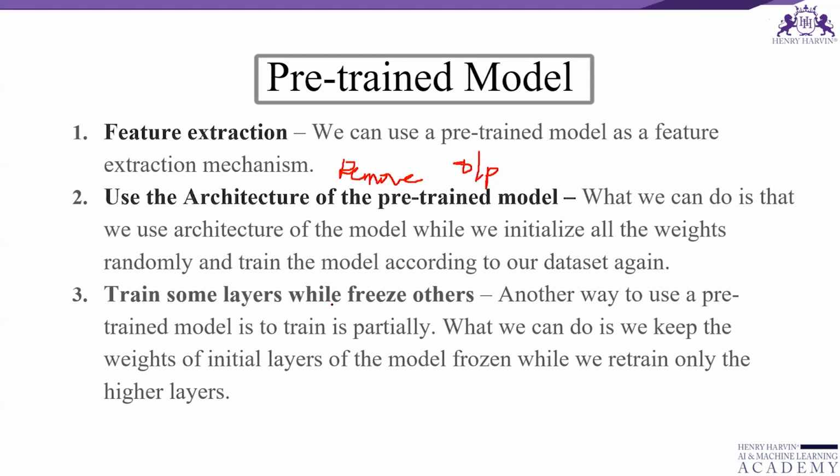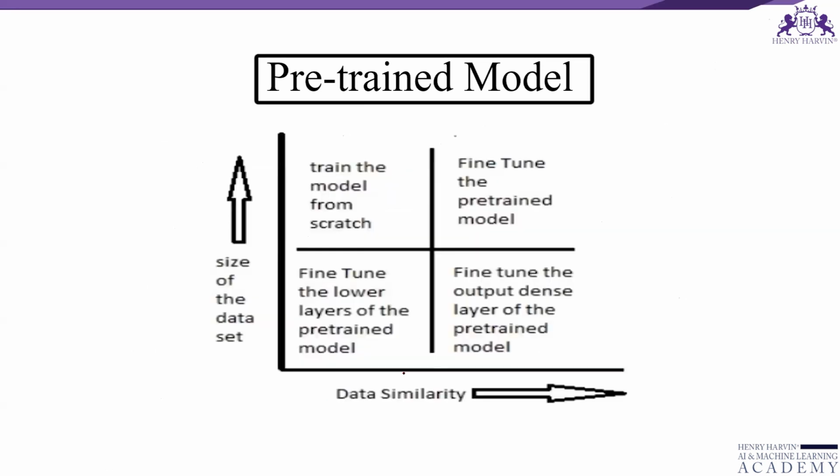Then the third point is about training some layers while freezing others. It means I can train a model partially, right? So what I can do is keep the weights of the initial layers of the model frozen while we retrain only the higher layers. So we can try and test how many layers to freeze and how many to train. I'll show you one diagram that will help you understand that clearly.